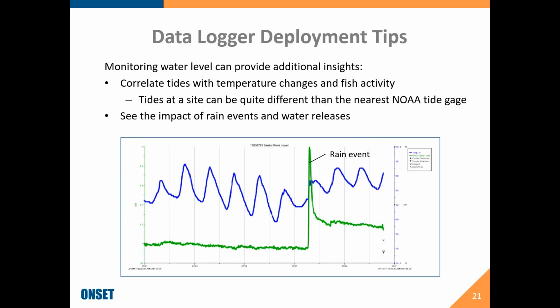So here are some other tips to keep in mind when you're considering data loggers for monitoring these kinds of projects and understanding what's going on. One thing is water level can definitely provide additional insights. Here, the green line is the water level in the stream, and you can see after a rain event, as shown by that big spike in the water level, that changed the temperature regime a little bit. So it's good to know when those rain events happen so that you can factor that into your observations and conclusions.